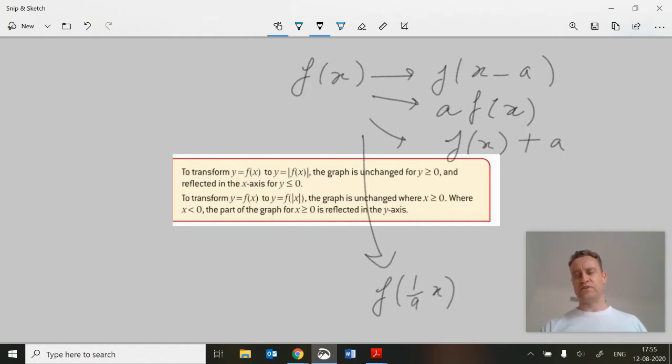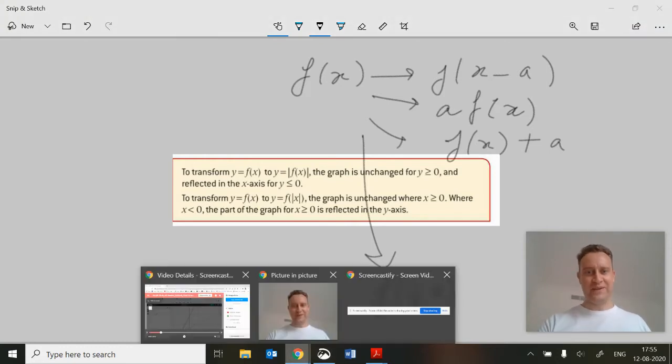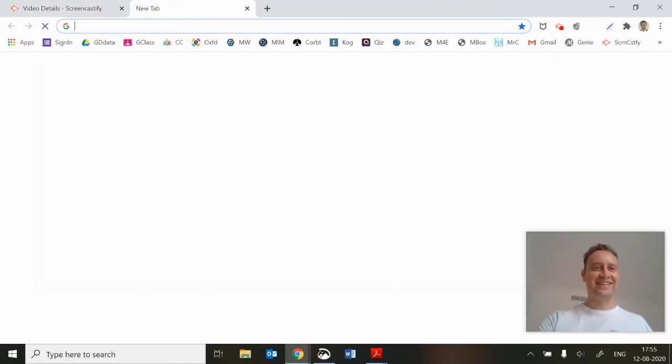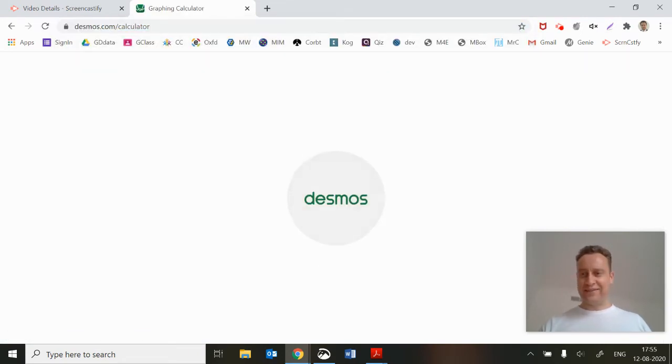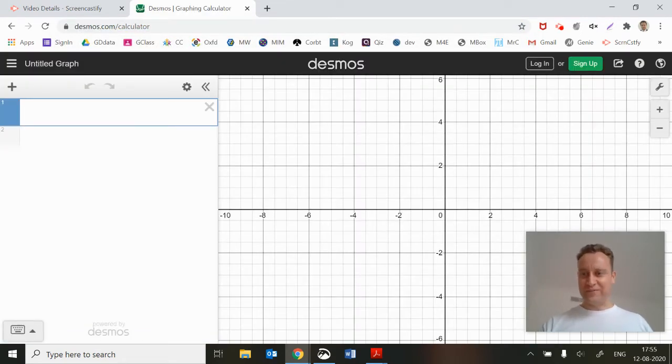And you can play around with those. You can see what happens to those. But actually, this is not about that. You may be interested in that, so hopefully you're interested in these things. You are an HL mathematics student.